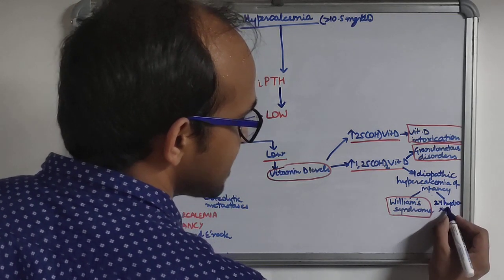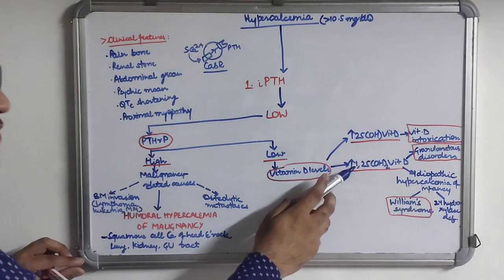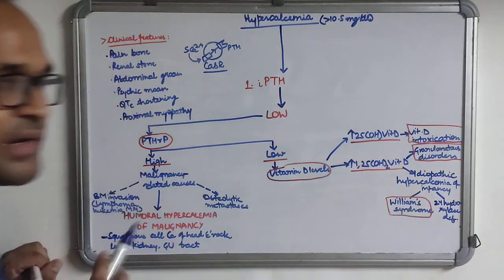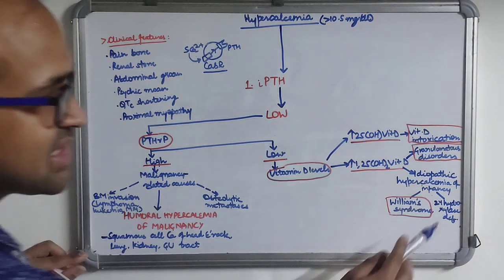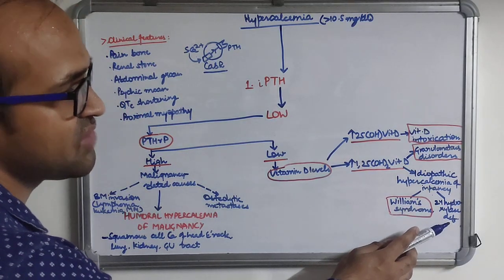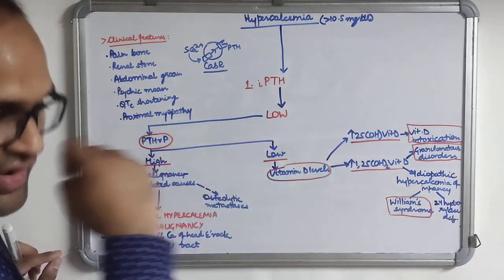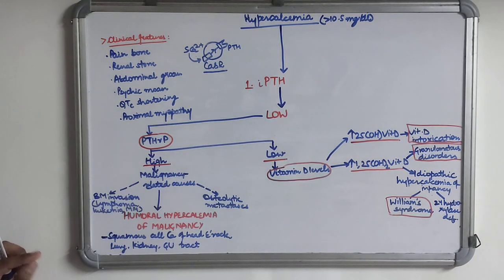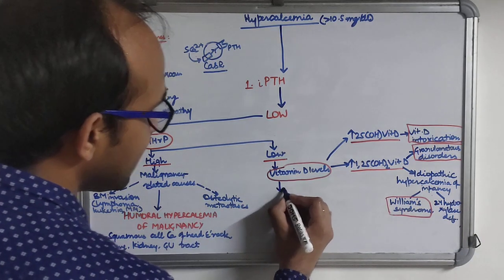24 hydroxylase deficiency. This enzyme is responsible for the metabolism of 1,25 dihydroxy vitamin D to an inactive metabolite, 24,25 dihydroxy vitamin D. So if there is a deficiency of 24 hydroxylase, again it results in increased 1,25 dihydroxy vitamin D. Now supposing there are normal or decreased values of 25 hydroxy vitamin D and 1,25 dihydroxy vitamin D, then you should look for renal failure as the cause.